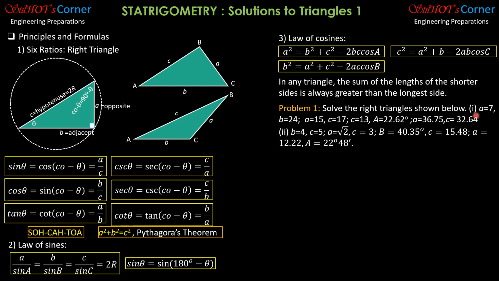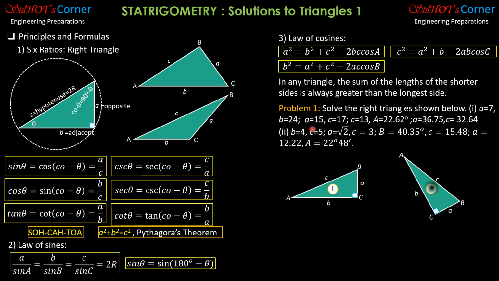So for part 1I.1, A is 7, B is 24. So by Pythagoras theorem, we solve for C first. So that's the guide triangle. This is the other right triangle. For 1I.1, which has side A is 7 and B is 24, we solve for C first by Pythagoras theorem. C is square root of 7 square plus 24 square. So C is 25.